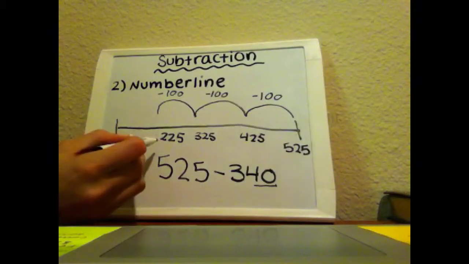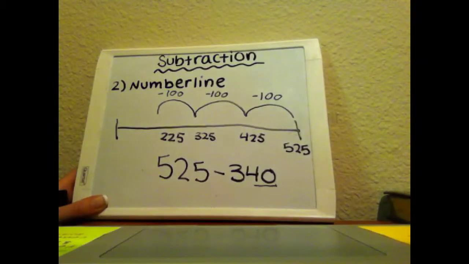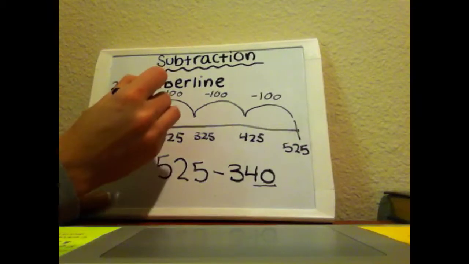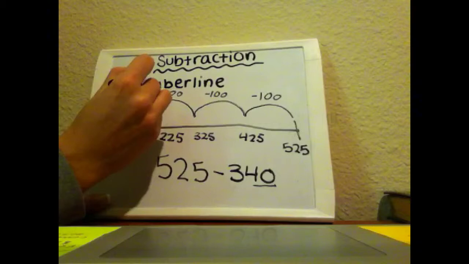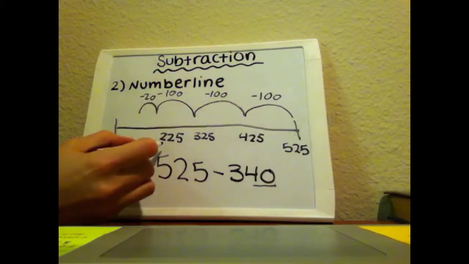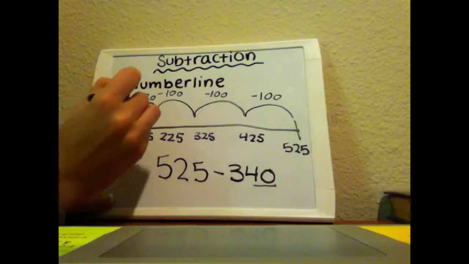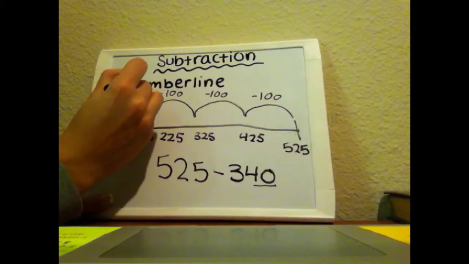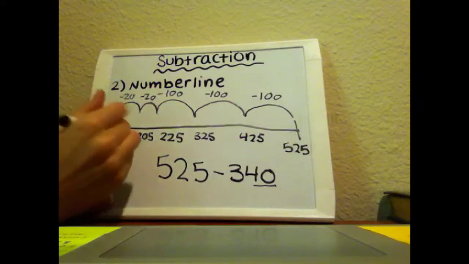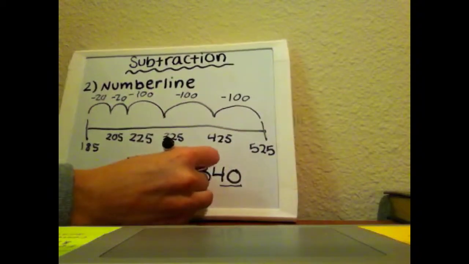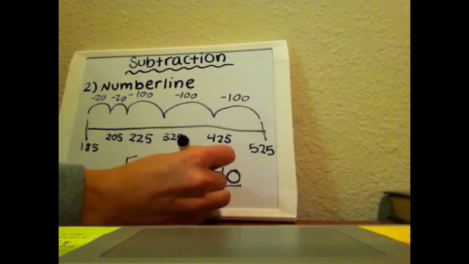We're at 225, so it might be a little bit difficult to just take 40 away from 225. So we can even break that up. We could break up 40 into tens or into 20s. So I'm going to break it up into 20s. So if we take away 20 from 225, that leaves us with 205. And then if we take away another 20, that'll leave us with 185. So our answer is 185.